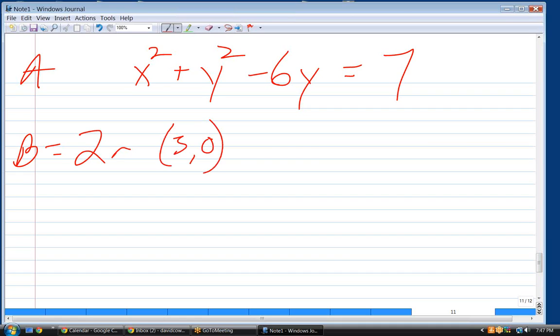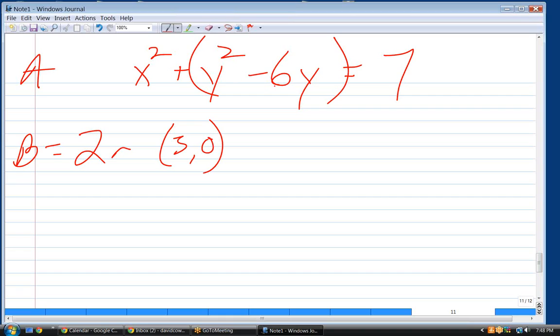Well, let's see. We should be able to do this. What can we do with circle A? How would we graph that? In other words, how do I put circle A into the general format? Would you do x squared plus y squared minus 6y minus 7? Well, no, but you're close.